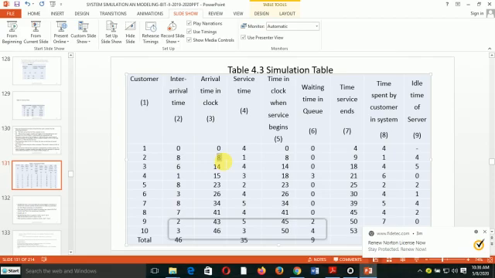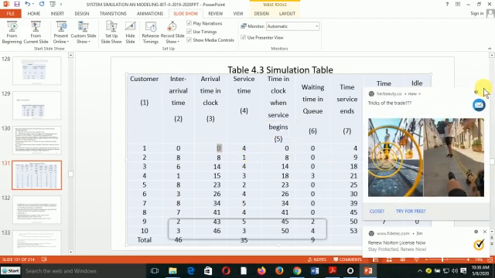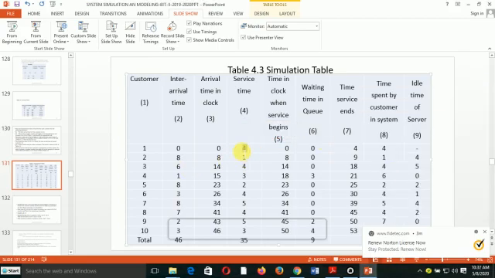As it was idle, we have to add the idle time, because after serving the first customer, the second customer didn't come immediately. He came after some time. It means that the arrival time of the first customer is 0. Then he was served in 4 minutes, so he left in 4 minutes. So the server waited the other 4 minutes for the second customer to come.